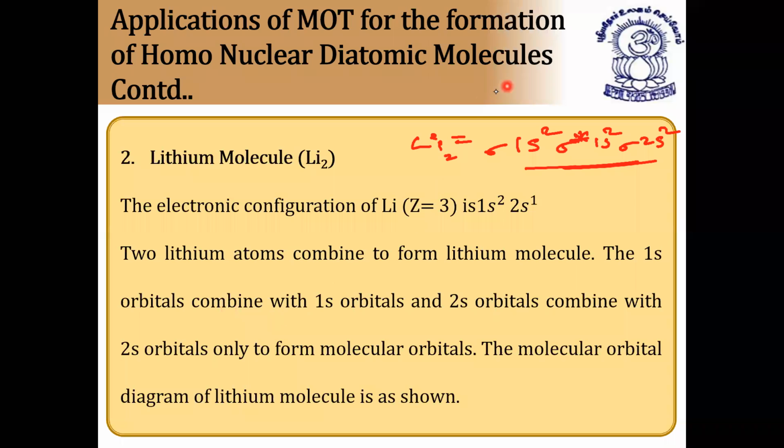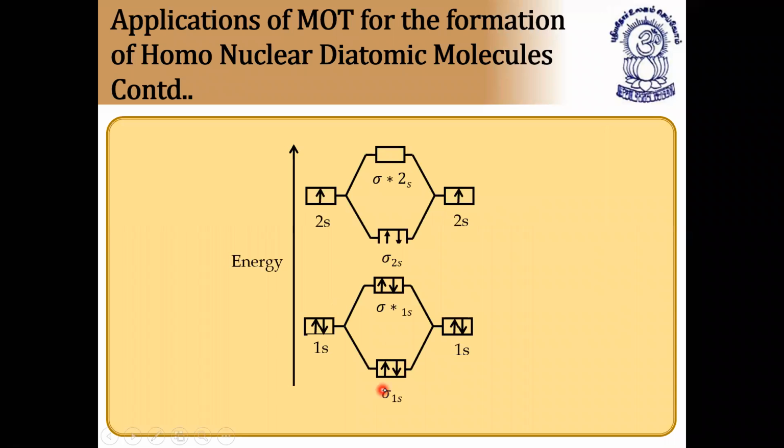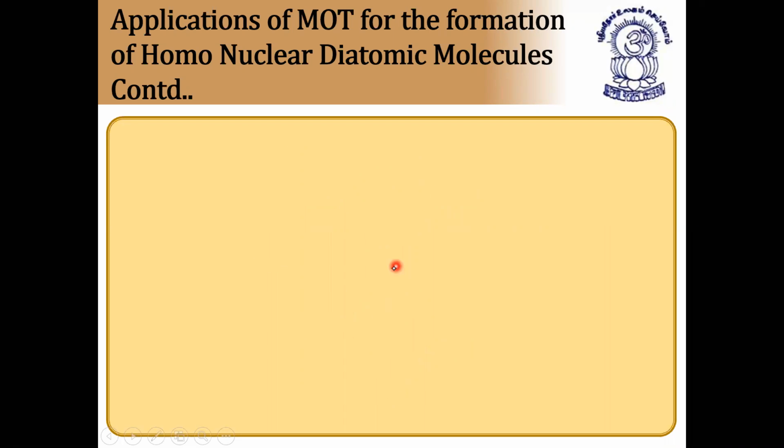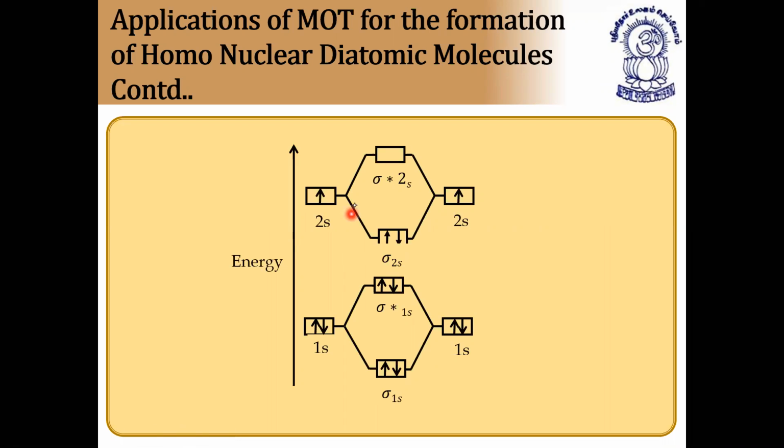Next, how to draw the energy level diagram for this? Sigma 1s is 2, sigma star 1s is 2, sigma 2s is 2, and sigma star 2s has no electrons. These electrons you have to write like this: one upward, one downward.